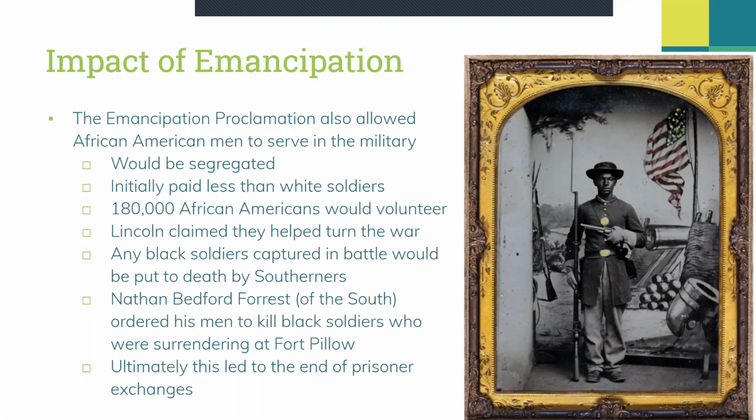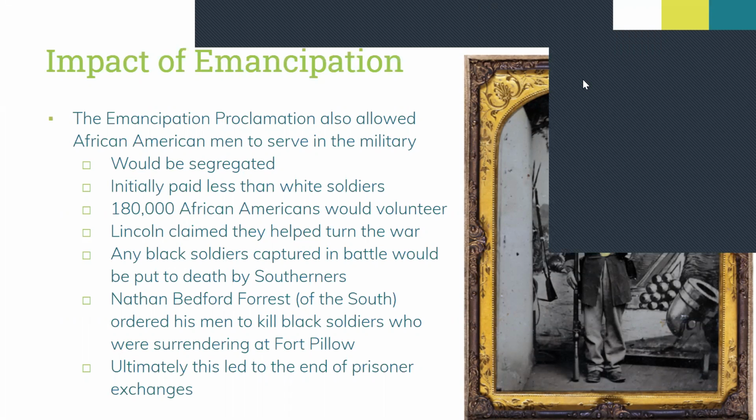However, when black soldiers fought, and eventually, if there were soldiers that surrendered, the South said that any African American soldiers who were captured would be treated as runaway slaves trying to start an insurrection and would immediately be put to death. There were some cases where this happened right away on the battlefield, like at the Battle of Fort Pillow, where the Southern general Nathan Bedford Forrest ordered his men to kill black soldiers who were surrendering. Ultimately, this led to the end of prisoner exchanges between the North and the South.